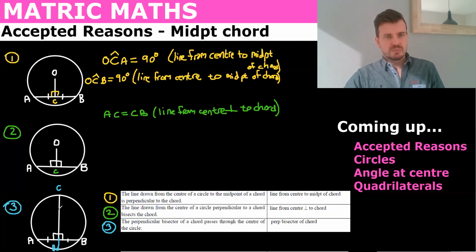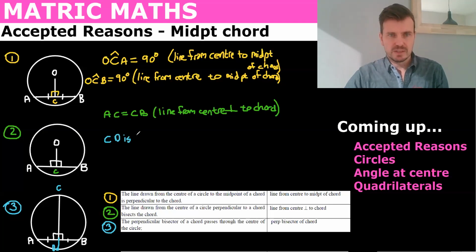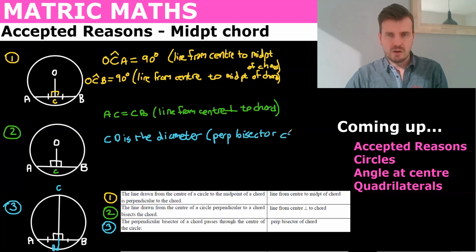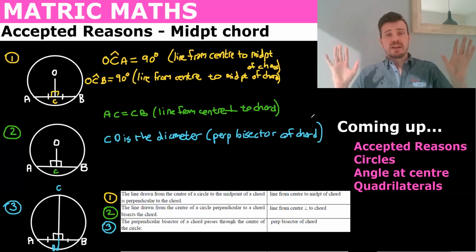And so CD, because it passes through the center, it's the diameter. And so you could say CD passes through the center of the circle, or we could say CD is the diameter. And our reason is because it's perpendicular and it bisects AB, it's perp bisector of chord. Okay, so hopefully that helped.